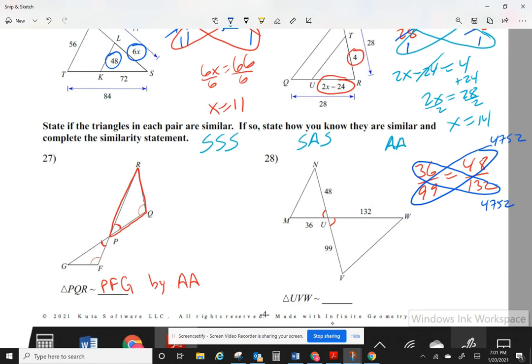So UVW, if you notice, that's this triangle. I'm going to highlight it. U on one side goes with U on the other side. V goes with M, and then N. UVW similar to UMN, by side, angle, side.